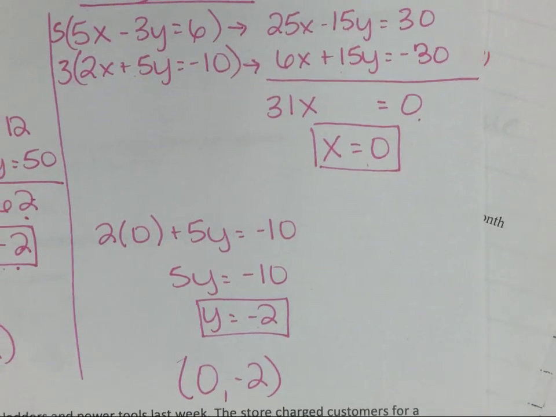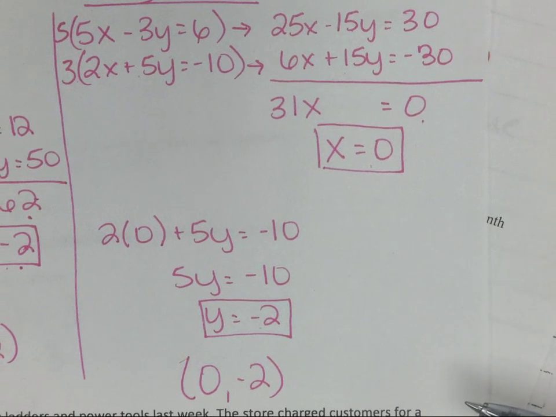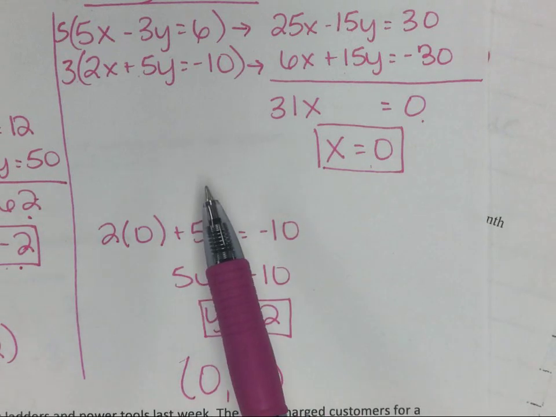Okay? Do I need to go over anything a little bit more clearly? No? Jacob, you're squinting at the board. What does that mean? You need glasses. Yeah, I'd say so.